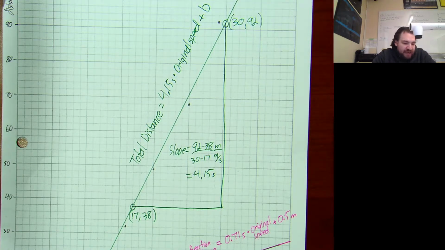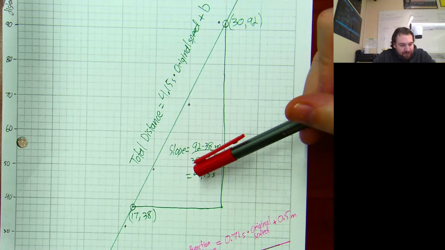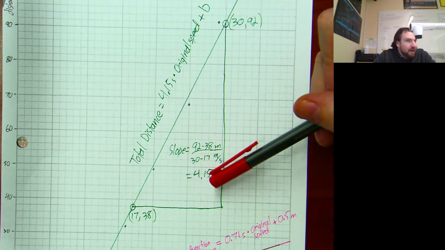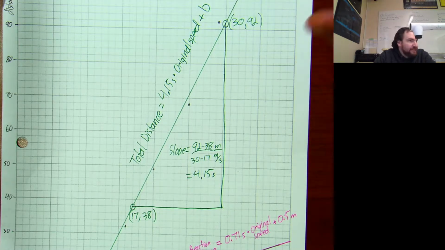As long as you're within, I would say, half a second up or down, I'm probably even fine with maybe plus or minus 0.3. I'd have to see your line of best fit, but if you got a slope anywhere between 4.45 and 3.85, I'm probably happy with that. I'm pretty sure that's the range we're looking at here.